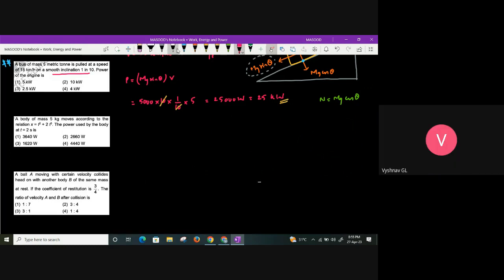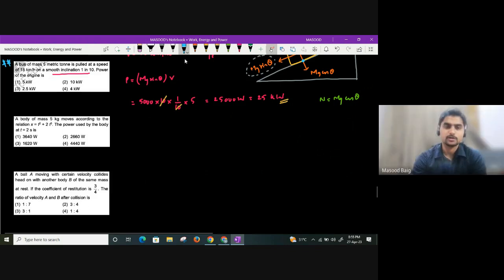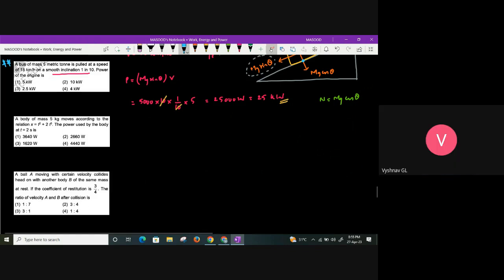Sir, shouldn't it be theta, but we are taking it as sin theta, exactly as 1 by 10? Small values you can take, no? Okay, yes.